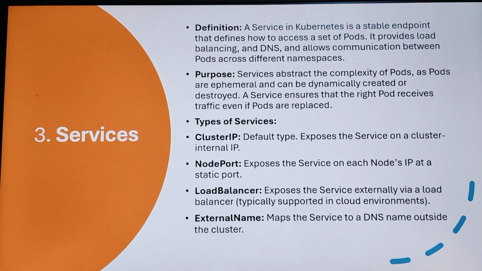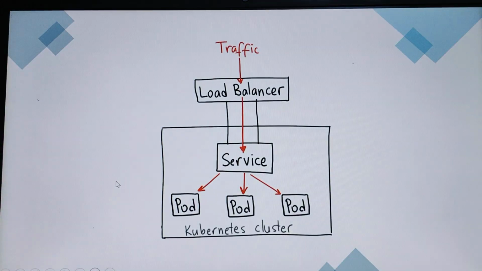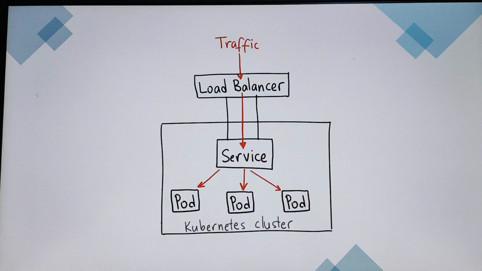Now let's move on to services. In Kubernetes, pods are ephemeral, meaning they can be created and destroyed frequently. So how do we consistently access them? That's where a service comes in. A service provides a stable endpoint for accessing a set of pods. It can load balance traffic across pods, making sure that the right pod gets the right traffic. A service can be exposed internally within the cluster or externally, depending upon the type.